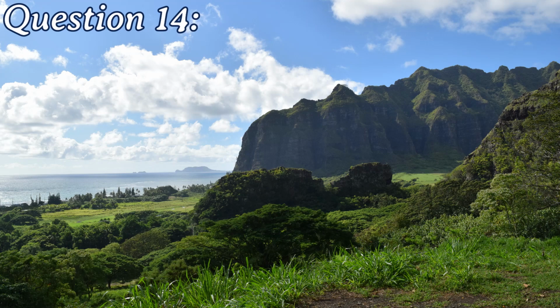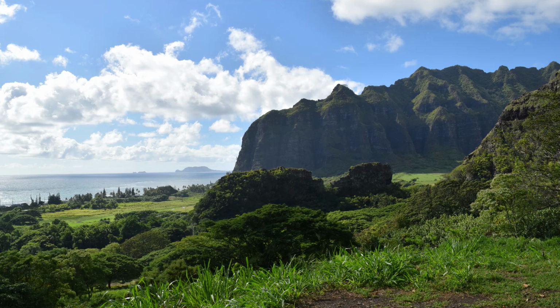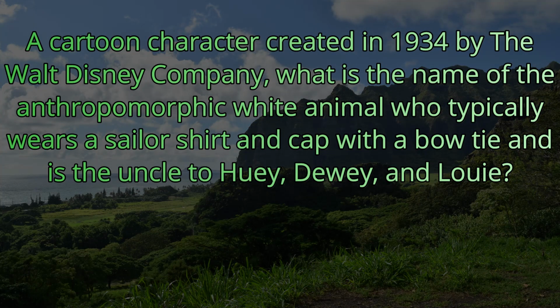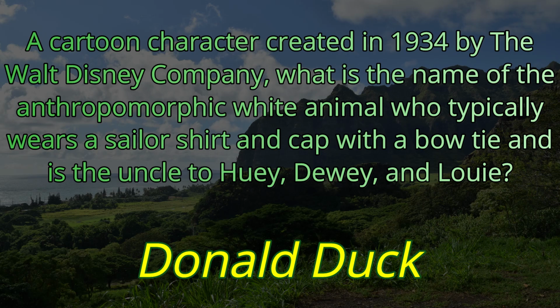Question 14. A cartoon character created in 1934 by the Walt Disney Company. What is the name of the anthropomorphic white animal who typically wears a sailor shirt and a cap with a bow tie and is the uncle to Huey, Dewey, and Louie? That sailor's name is Donald Duck.